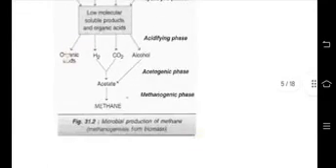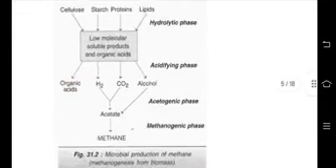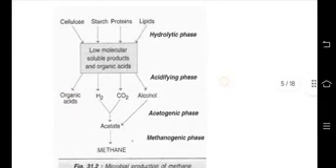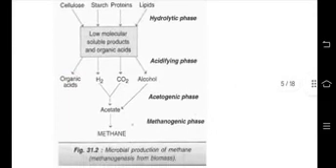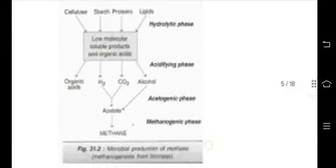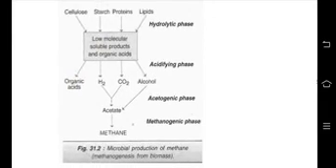Here we can see microbial production of methane, or methanogenesis, from biomass. Low molecular soluble products and organic acids are there. Cellulose, starch, proteins, lipids, all these contents are there. Low molecular soluble products and organic acids are produced in the hydrolytic phase.